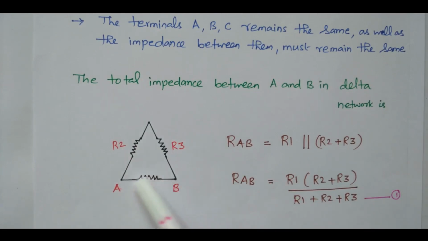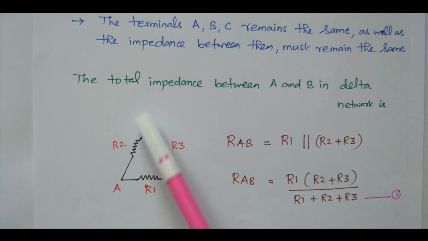Now consider this delta connected network, which should be replaced with a star connected one. Consider terminals A, B: the total impedance between A and B in the delta network. Only A and B we consider. C we are not considering. We are going to find the impedance across AB, so terminal C is not applicable. What is the impedance across AB?